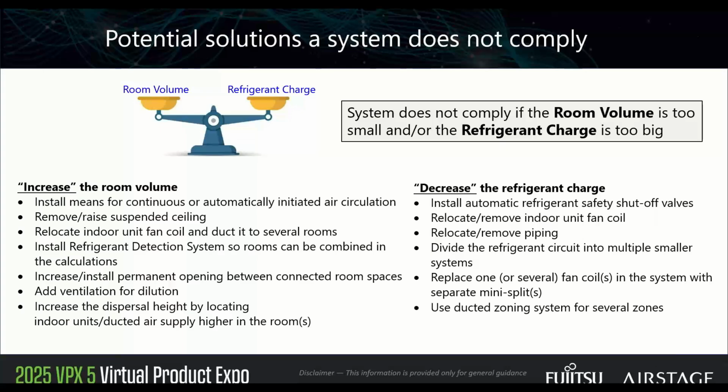Also, there are ways to decrease the refrigerant charge. Install those RDLs that Wayne talked about, which would shut off a part of the circuit. Relocate or remove indoor unit fan coils. The same with the piping. If you have a bigger VRF system, you can also split it in 2, then you will have less charge that can leak. Replace or move fan coils, and also use an adaptive zoning system for several zones, which could also help you to decrease the refrigerant charge.